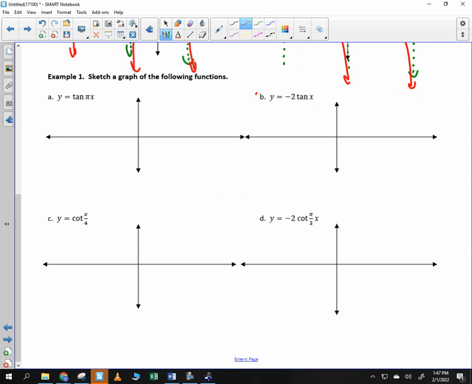Sketch the graph of the following functions. All I'm going to ask us to do is determine the period. What is the period of that graph? 1. So I'm going to mark off 1 and negative 1. Now what? Good. I heard a half and negative 1/2 because we're going to divide it into 2 parts. That's the first step. You did a great job. Now what?